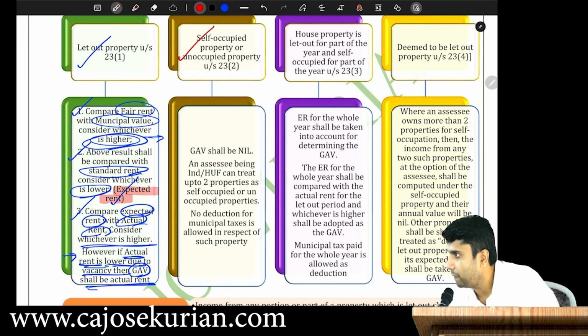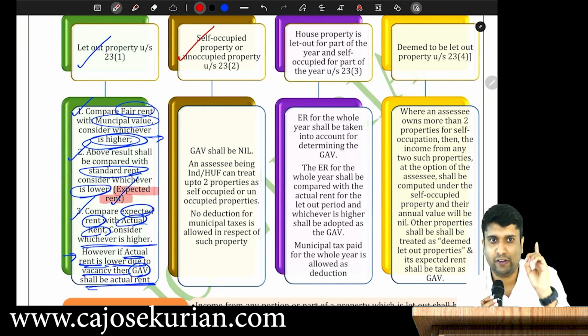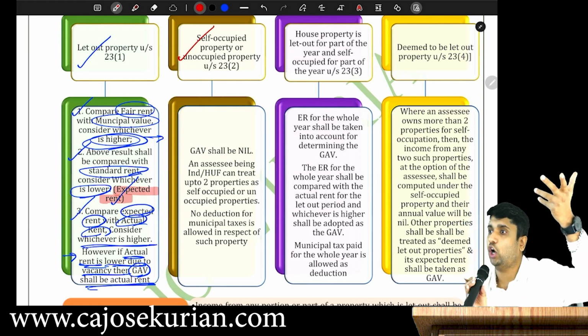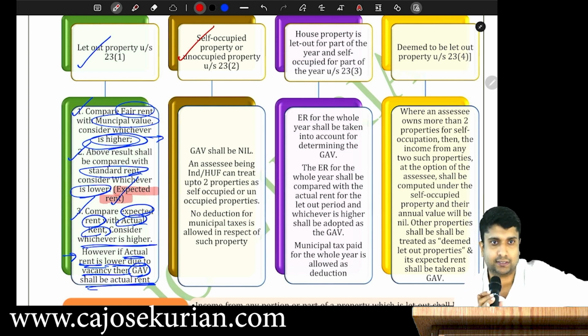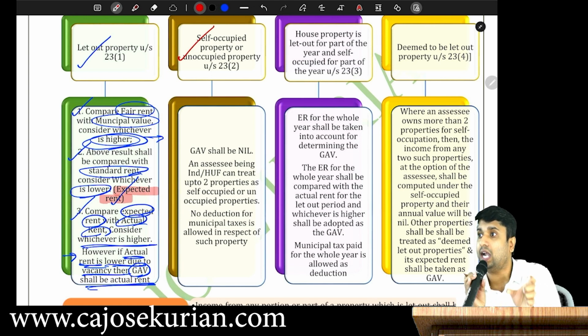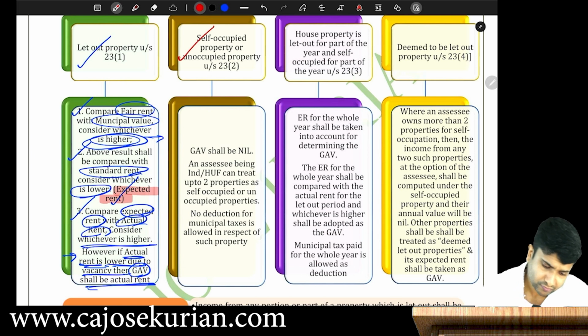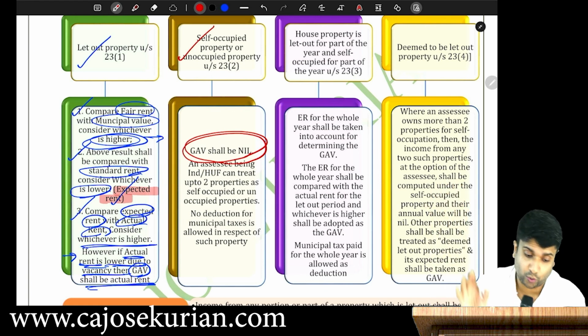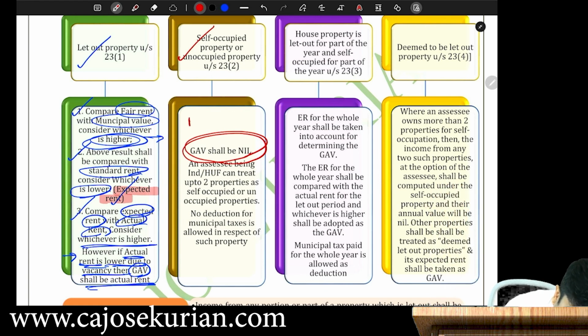Are you with me? Unoccupied property means I have a property that is completely closed due to my job or business in some other city. Then that property can be called unoccupied property. Now, what is the speciality? GAV of self-occupied property or unoccupied property shall always be 0. Rather than GAV, we can say NAV is 0. Why is NAV 0?